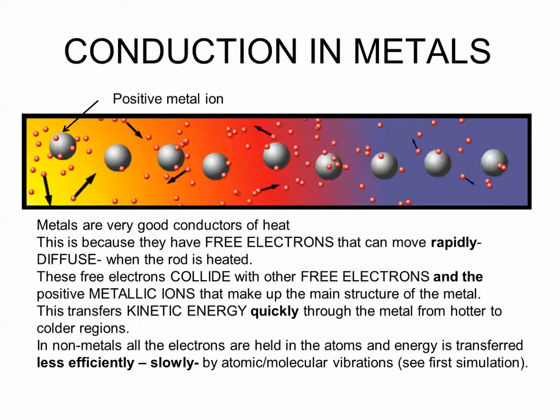Conduction in metals. The previous diagram really was conduction in solids. Metals are very good conductors, and there's one simple reason for that. The little red dots represent free electrons.